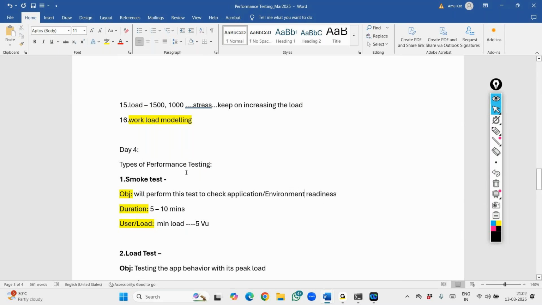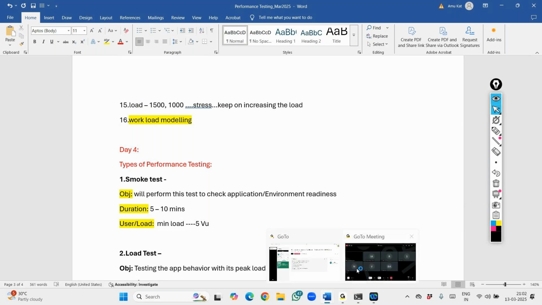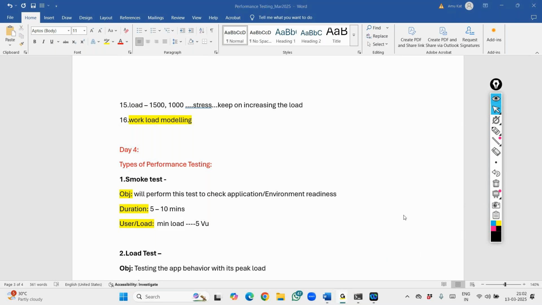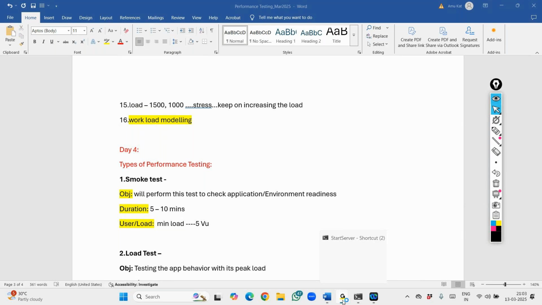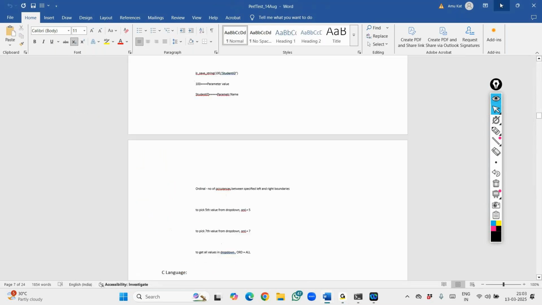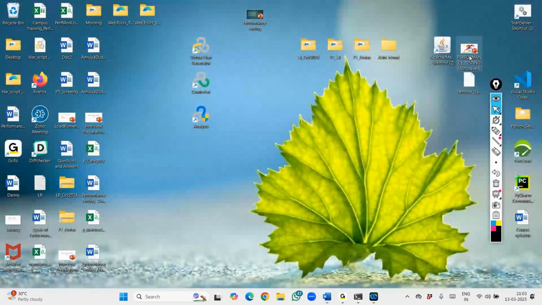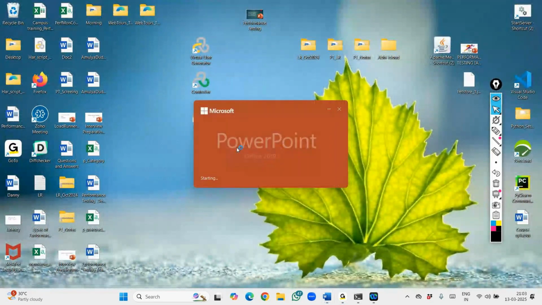Okay. So these are the different types of testing we have. Any questions, guys? Bhaskar, Nagashri, Vasant. Any questions on different types of performance testing? Okay.